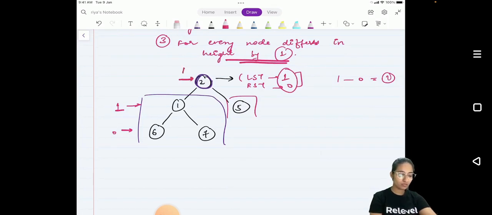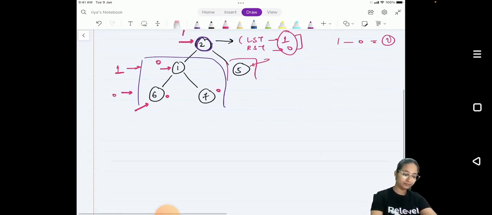For this node, the answer is 1. For this node, the answer is 0, because this height is 0 and this height is also 0, so 0 minus 0 is 0. For this one, since it is a leaf node, you don't have to bother about it. So for every node, that rule is valid.